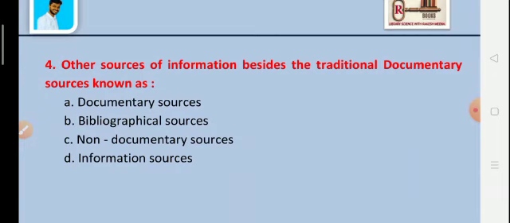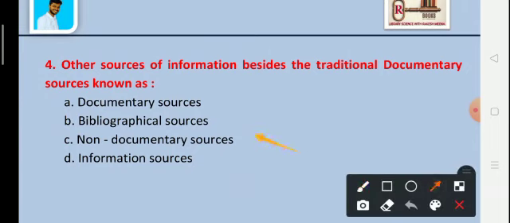Question number 4. Question number 4 is: other sources of information besides the traditional documentary source are known as. Option number A is the documentary sources, option B is the bibliographical sources, option number C is the non-documentary sources, or option D is the information sources. Tick the correct answer students, quickly and fast. The correct answer for that question, option number C. Option number C is the non-documentary sources. Yes guys, this is the correct answer for that question.